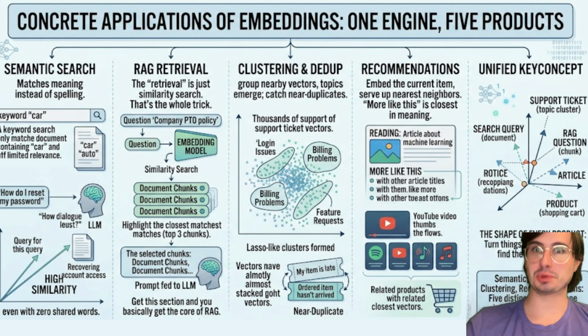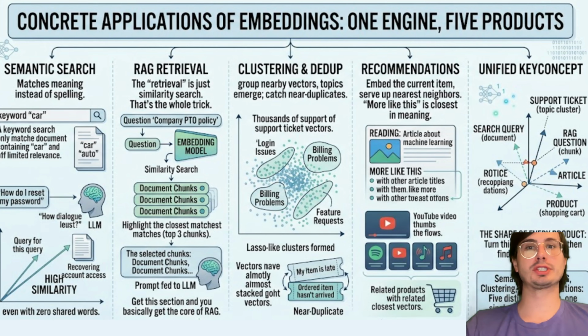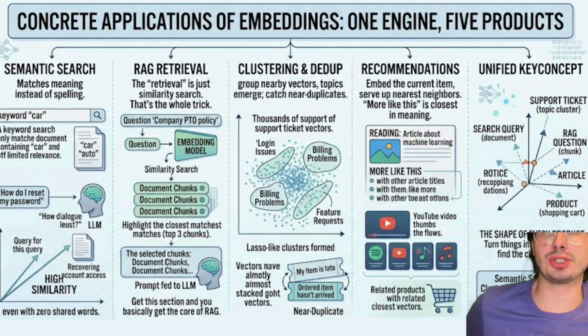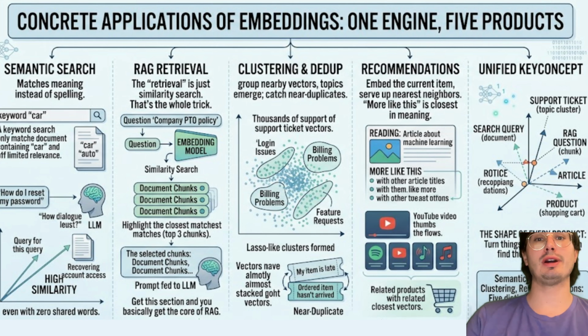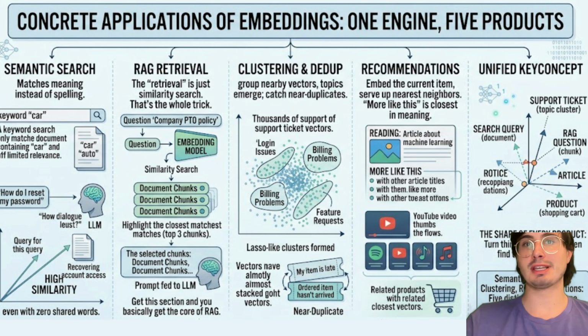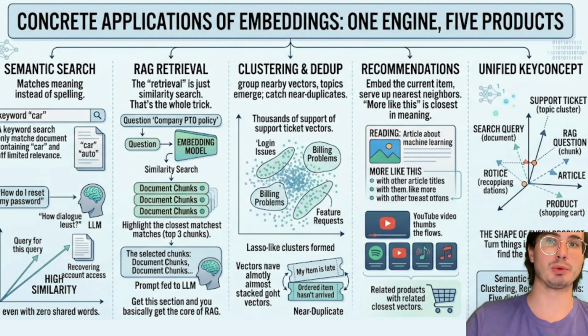Semantic search is the first one and probably the most popular one, where old keyword searches just match letters. So if you search car, you would actually miss the documents that say automobile. And so if you embed the query and embed your documents and find the ones whose vectors sit closest, now you're matching meaning instead of spelling. So how do I reset my password finds the article titled Recovering Account Access even with 0 shared words.